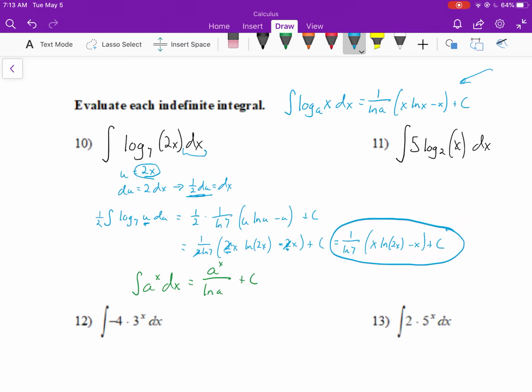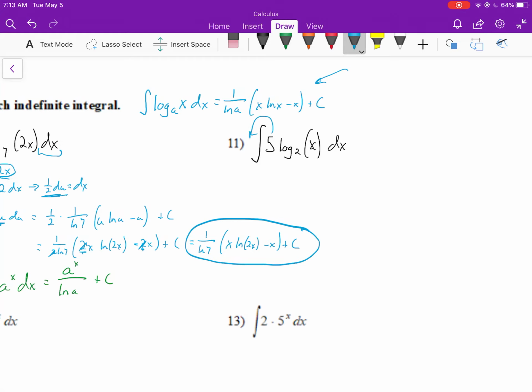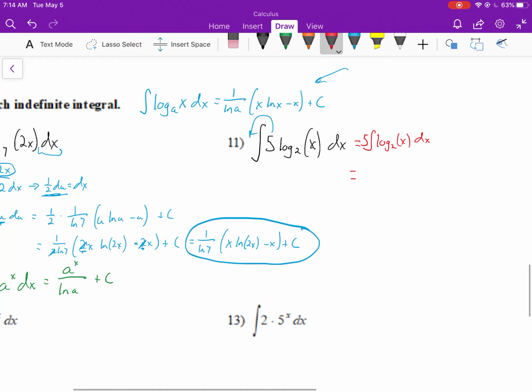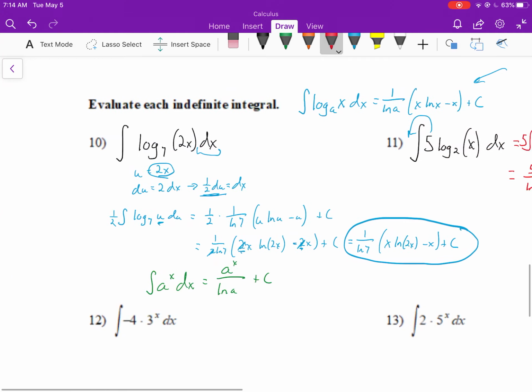For the next one, this is actually going to be a little simpler because it's just an x within the logarithm. So we can really just move this 5 outside and think through our formula. Let's rewrite it so we don't get confused: 5 times the integral of log base 2 of x dx, and we just put in our formula. We have a 5 on the outside, in fact we can put that right over our natural log, so 5 over the natural log of a, which is 2, times x natural log of x minus x plus c. And there's your answer. Nice and simple.